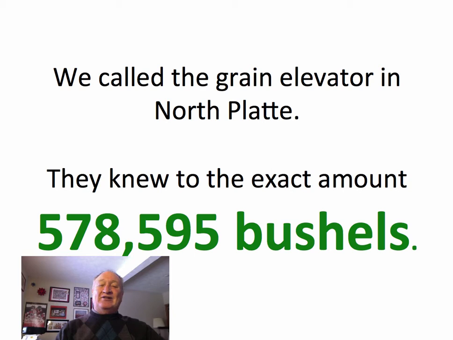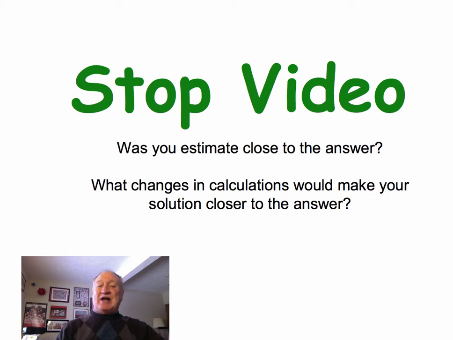But when we called the elevator, they knew the exact amount, which isn't real surprising because they do keep track of that and pay for that. But there was 578,595 bushels in the pile. Okay? So what I would like you to do now is to stop your video and think about your answer. Was it close enough? But then also you made some assumptions. Maybe go back and change your assumptions and see if you can come closer to the exact answer.